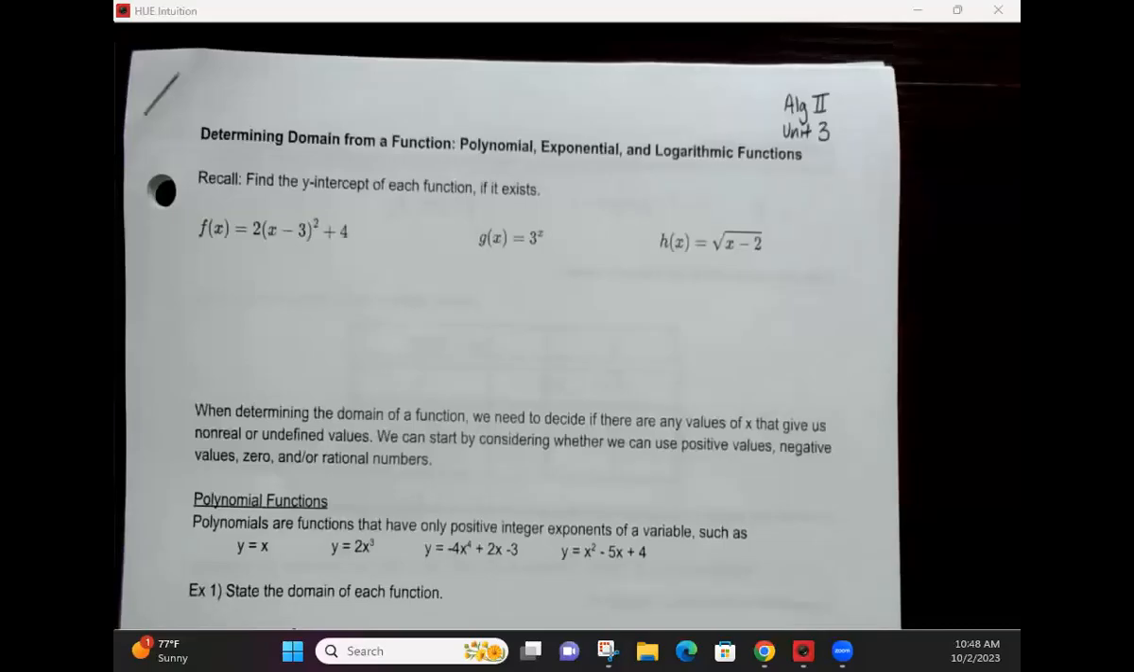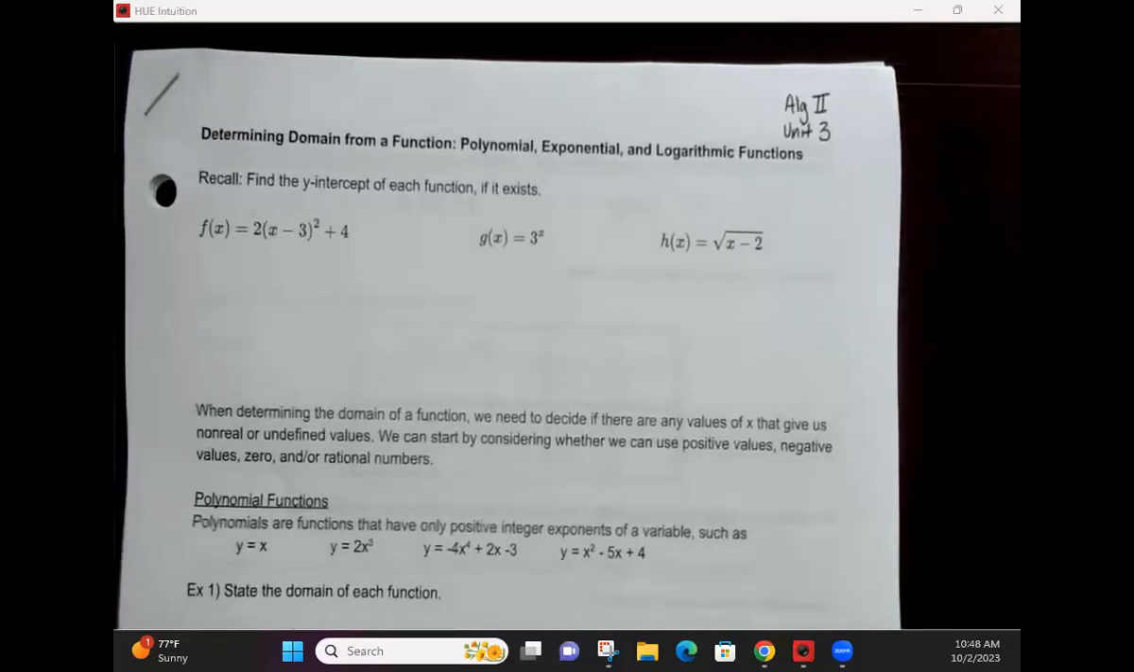Alrighty, so domain from a function. I'm going to start by asking you to find some y-intercepts. This is something that we did back in our first unit, find the y-intercept if I have a function. Does anybody remember what we did to find the y-intercept from a function? What could I do here? What's the y-intercept? If I ask about the y-intercept, what am I asking you for?